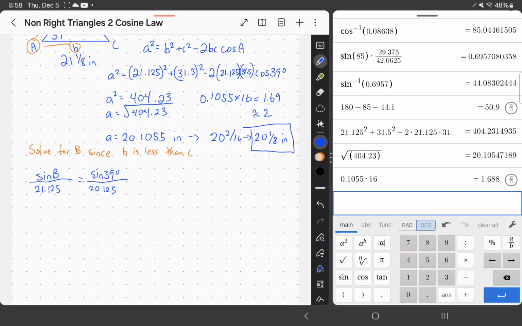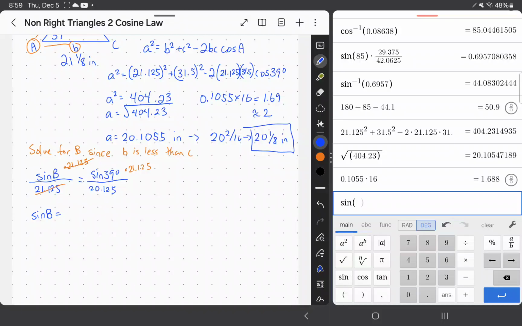But let's go through the solving again. Since we've made sure that our variable is in the top, we just need to times away the denominator on both sides. So we're going to be timesing both sides by 21.125. That's going to cancel on the left, which is what we want because we want to isolate for the sine of B. So sine of B is going to be equal to sine of 39 degrees times 21.125 in the numerator, then divided by 20.125. I'm just going to do that right in the calculator here.